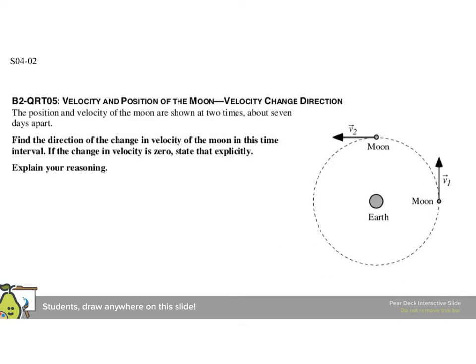Let's do a little warm-up before we dive into today's topic. So, velocity and position of the moon and the velocity change in direction. The position and velocity of the moon are shown at 2 times, about 7 days apart. How do we know it's 7 days apart? Because it takes about 28 days for the moon to go around once.